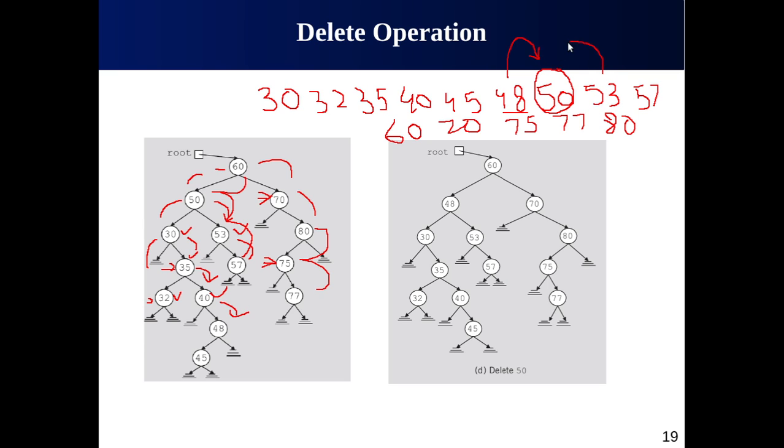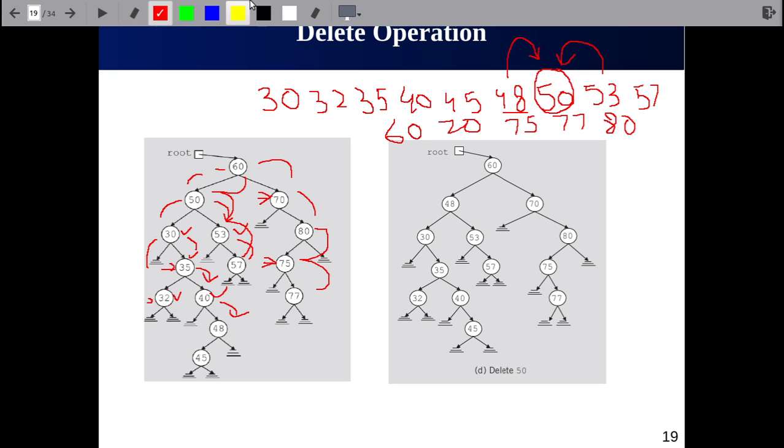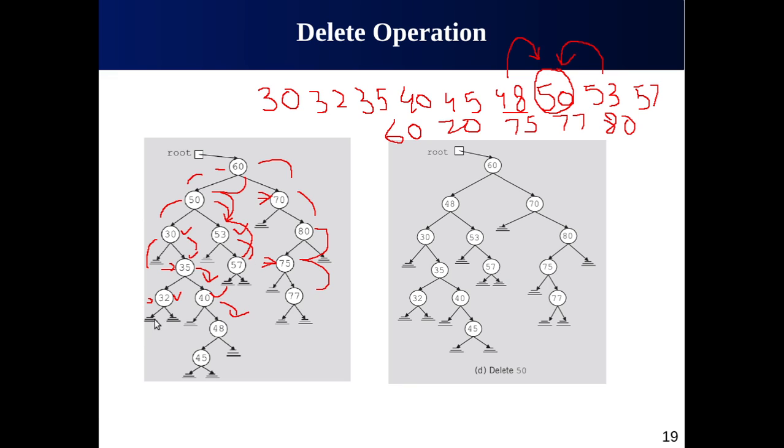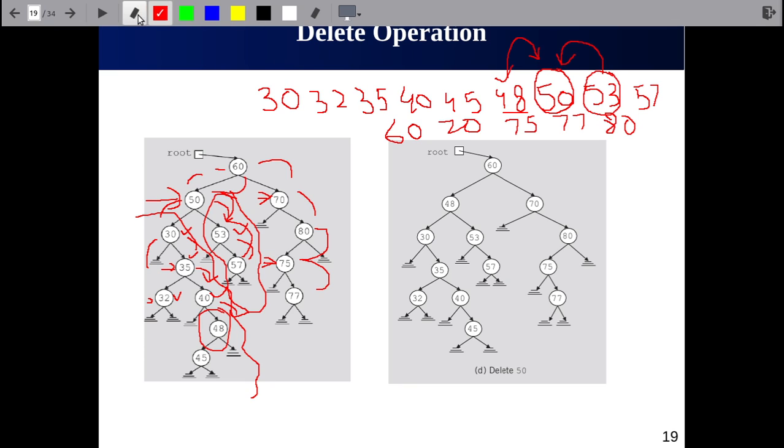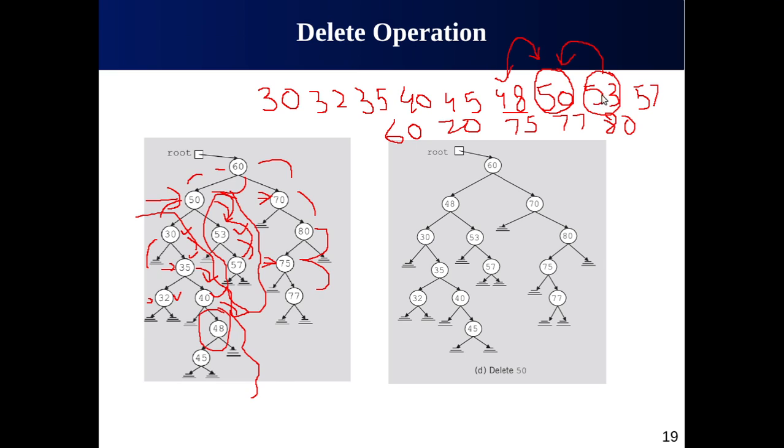Second option, 53 can also take the location of 50. And that is what I mentioned here. If you want to delete 50, then you have to select the largest here. So the largest is 48, and you can see from the in-order traversal. Or you have to select the smallest from here. We have two nodes, and the smallest is 53, and you can see from here as well, 53, right?